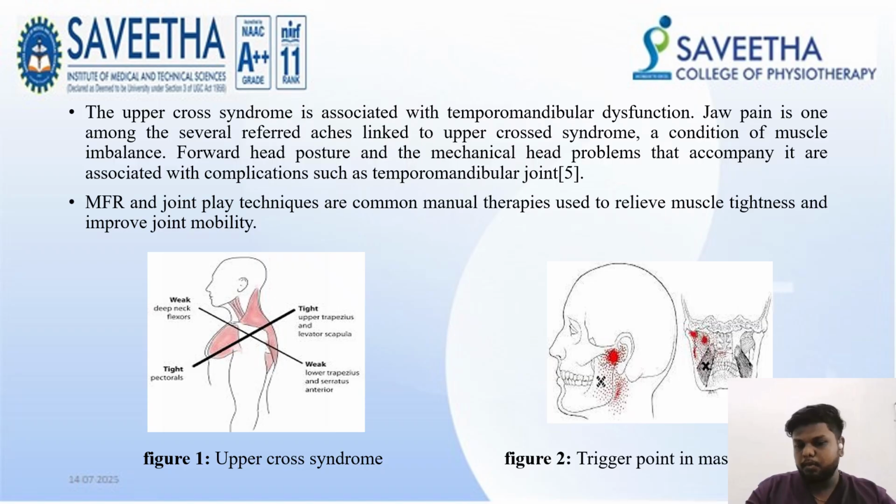So in figure 2, we can see there is a trigger point in the masseter muscle. So here is the presence of the masseter muscle with a red spot, which also has trigger points.